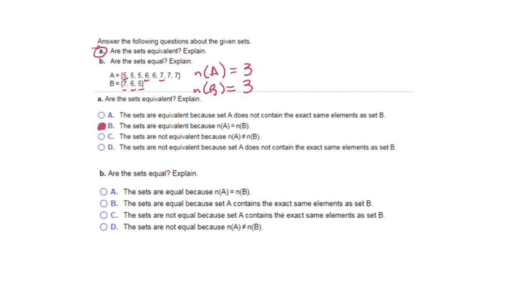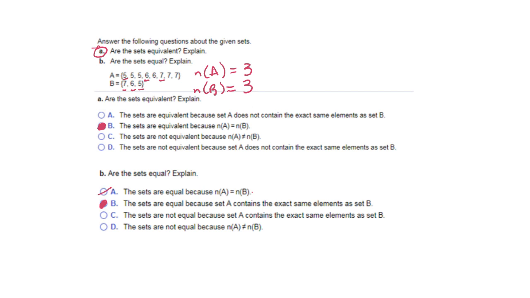So what we're going to do is look through our reading and see if we can find where it says, let's see, the sets are equal because set A contains the exact same elements as set B. That would be the letter B here that matches that. All right, the first one says the sets are equal because the cardinalities are equal. That goes back to equivalency, so that would not be considered.